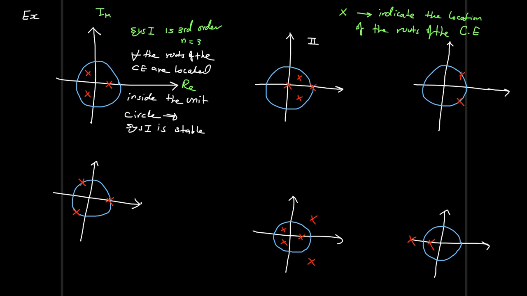System 2 has a simple root on the unit circle. All the other roots are inside the unit circle. So simply this is the condition of critical stable or marginally stable.